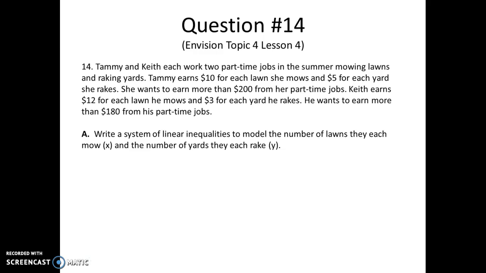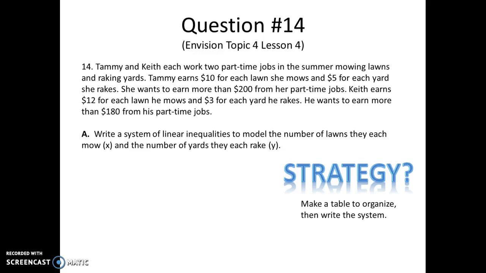Question number 14. Tammy and Keith each work 2 part-time jobs in the summer mowing lawns and raking yards. Tammy earns $10 for each lawn she mows and $5 for each yard she rakes. She wants to earn more than $200 from her part-time jobs. Keith earns $12 for each lawn he mows and $3 for each yard he rakes. He wants to earn more than $180 from his part-time jobs. So write a system of linear inequalities to model the number of lawns they each mow, X, and the number of yards they each rake, Y.